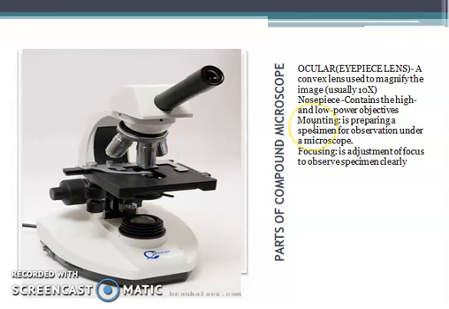Now two things we need to know are mounting and focusing. Mounting is preparing a specimen for observation under a microscope. Focusing is what we use to observe the specimen more clearly.